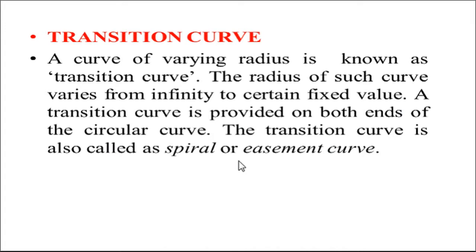So starting with introduction, a curve of varying radius is known as a transition curve. The radius of such a curve varies from infinity to a certain fixed value. A transition curve is provided on both ends of the circular curve. The transition curve is also called a spiral or easement curve. So in short, a transition curve is a curve which is provided in the beginning of the circular curve and at the end of the circular curve, depending upon the topography prevailed in that area.